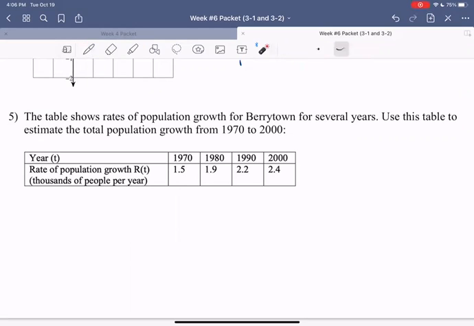Just to get a sense of what's going on here, our first row is telling us the year. Our next row is telling us the rate of population growth, so that means thousands of people per year that were added to the city. For this problem, we're not given the explicit function, we're just given the rate of population growth at certain times. So we're going to use a Riemann sum to compute the total growth of population. Just to recall, I always like to draw a little sketch for us.